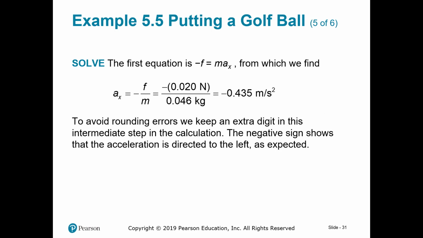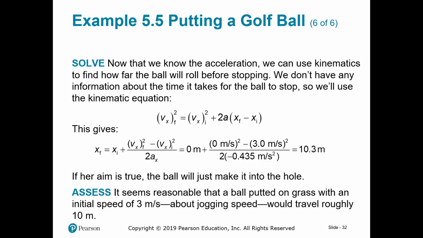Your acceleration is a, 0.4345. So now you have three variables, v final 0, v initial is 3, a you already found, and then this is the delta x. So if you find delta x, you see that it's 10.3 meters, then you will see it will reach the hole, right?